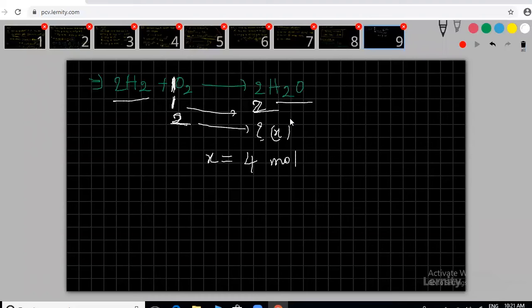Very simple. One mole of O2 will give 2 moles of water molecules. Then 2 moles of O2 will give how many moles of water? That's the only answer. Then why are you thinking a different way? I don't know, please find. Let me know your ideology also.